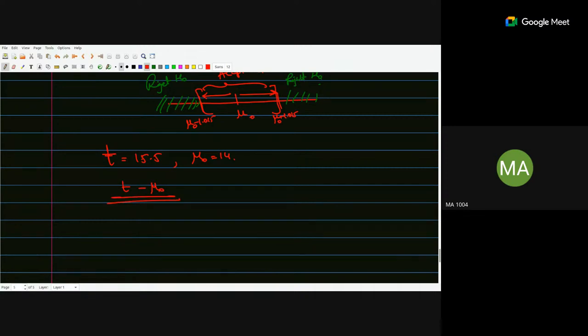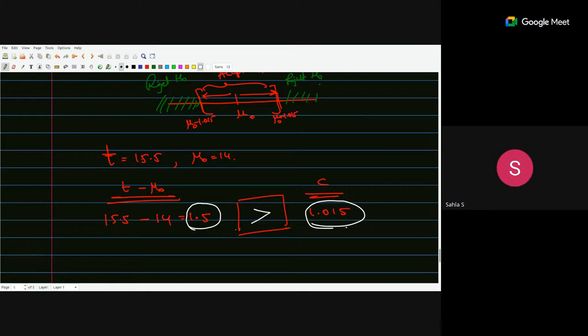T minus mu naught is 15.5 minus 14, which is 1.5, right? On this side, I have C, which is 1.015. So what is the inequality? What comes in this box? Greater or lesser or equal to? Greater than. So this is 1.5, this is 1.015. 1.5 is greater than 1.015.